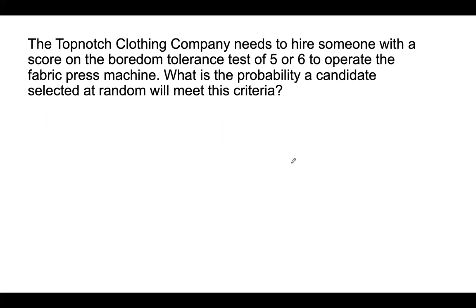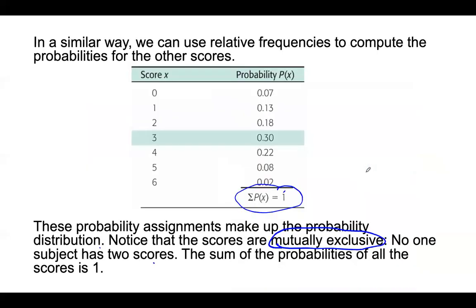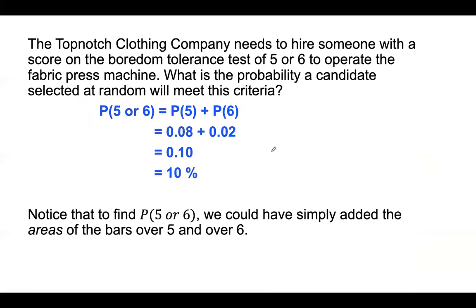So you can always go back to this chart. For 5 or 6, you can read it off the chart, or you can read it off the table, the 5 and the 6. You add these two together, and you get our final answer. So you notice that to find the probability of 5 or 6, you simply add the areas of the bars over 5 and over 6. You can read it from the chart or from the table, either way.